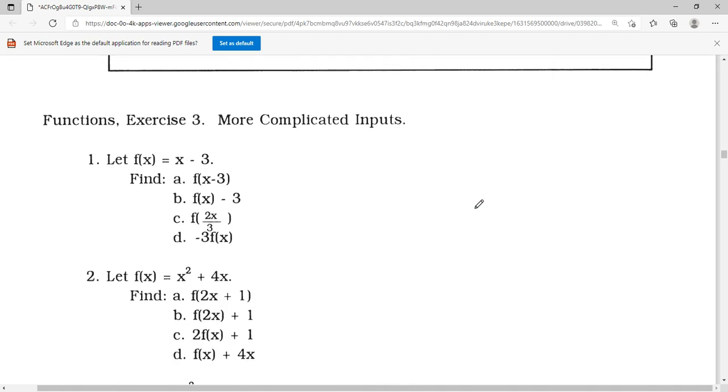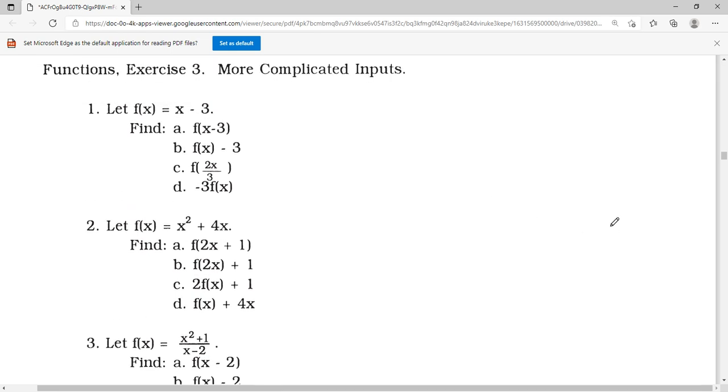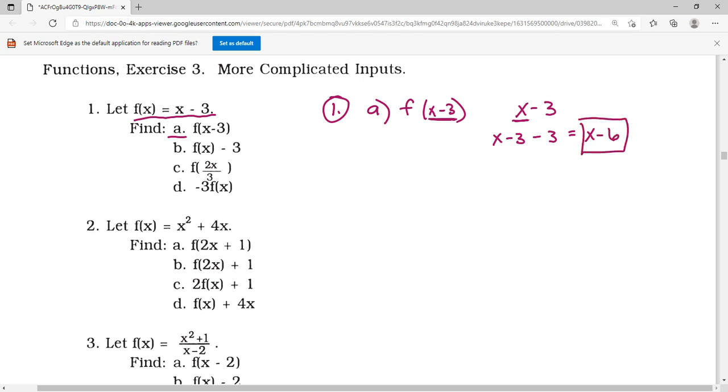All right, this is the homework. So this one, you're going to do it kind of like the homework for the last part. So for number 1, right, you're going to be using this as your function. And then for A, you're trying to find f of x minus 3, okay? So if our function is x minus 3, we have to replace all of our x's with x minus 3. So we would do x minus 3 replaces that x, right? Minus 3, so that's the answer to A.